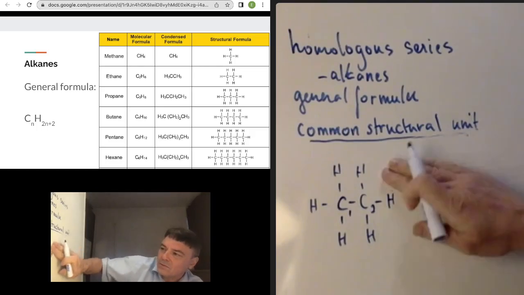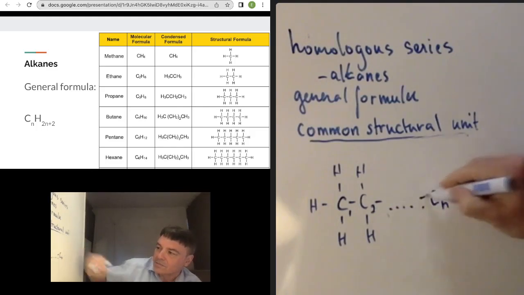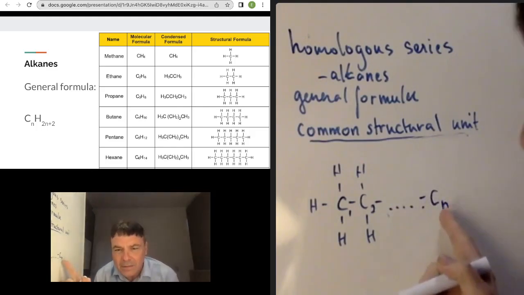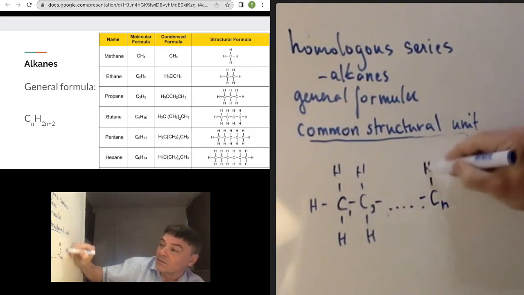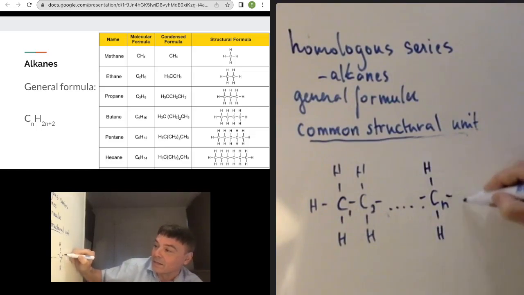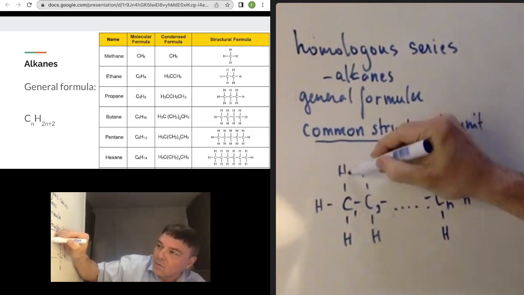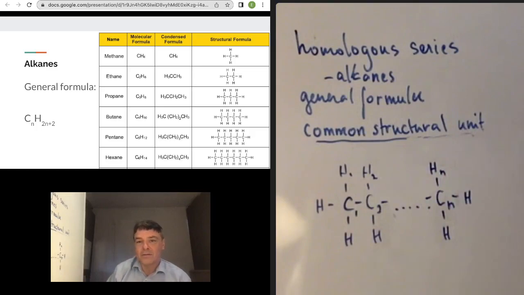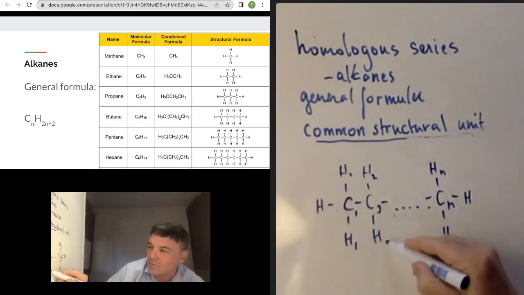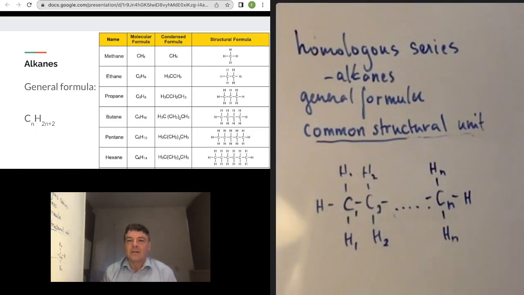But we could also do this for, let's say, n carbons. Don't know how many that is, but we do know that it's an integer. And of course, we also have hydrogens up and down and to the side. So let's see how many hydrogens we have going up. We have 1, 2, n hydrogens going up, 2n hydrogens going up. And the same goes for the hydrogens going down, 2n hydrogens going down. And then we have 1 hydrogen at the beginning and 1 hydrogen at the end.